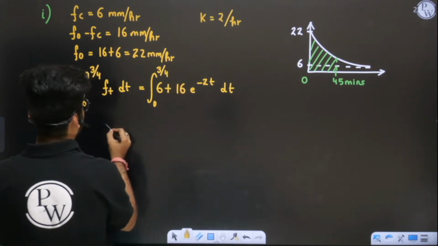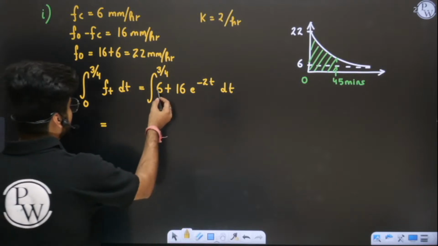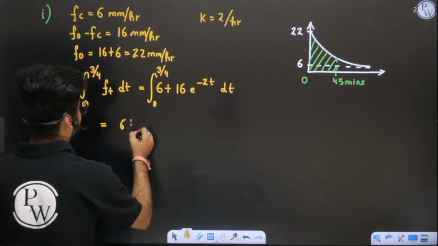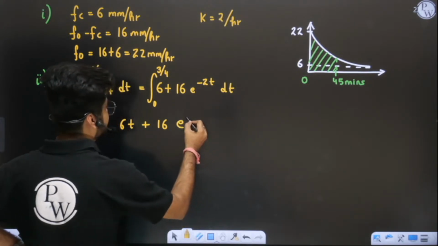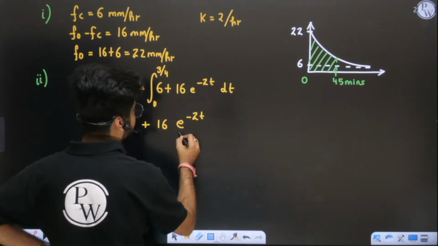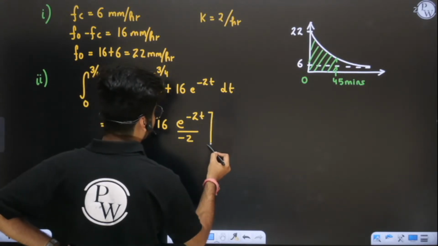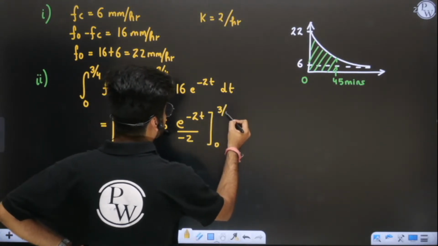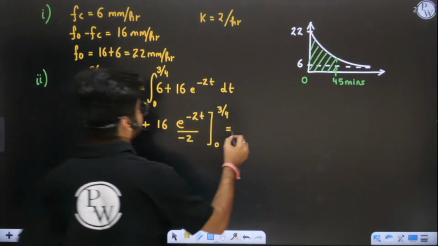Now you all know how to solve integration. You can directly solve it in calculators or you can simply integrate. So integration of 6 is 6t, plus 16 times the integration of e power minus 2t. Integration of e power minus x is e power minus x, the same. The minus 2 will be divided here, and we'll apply the limits. Yes or no? First I will put the upper limit. When you put the upper limit here, 6 into 3 by 4.